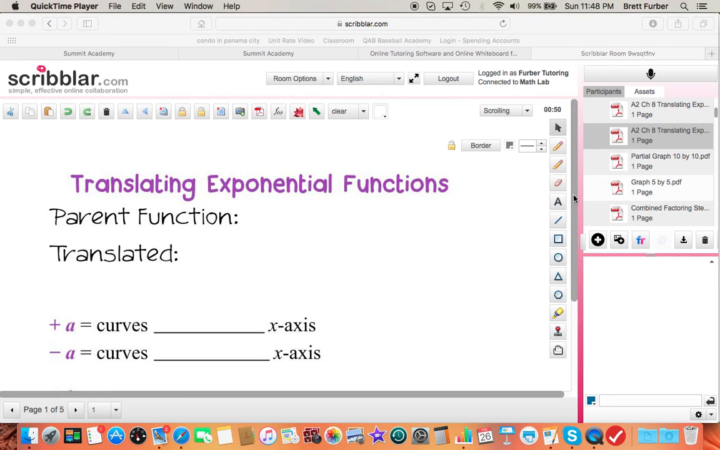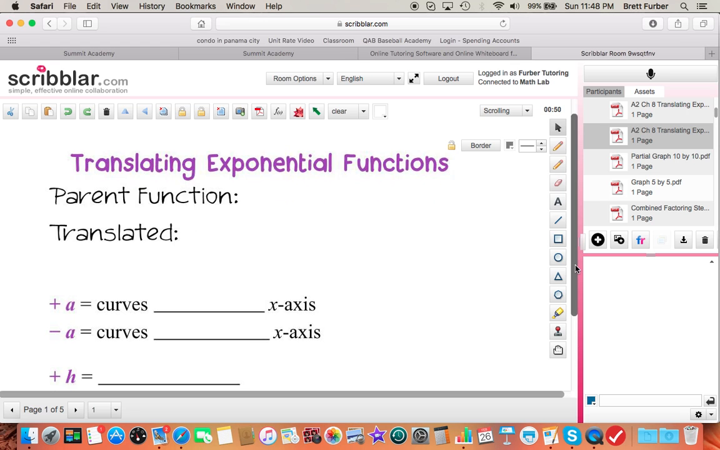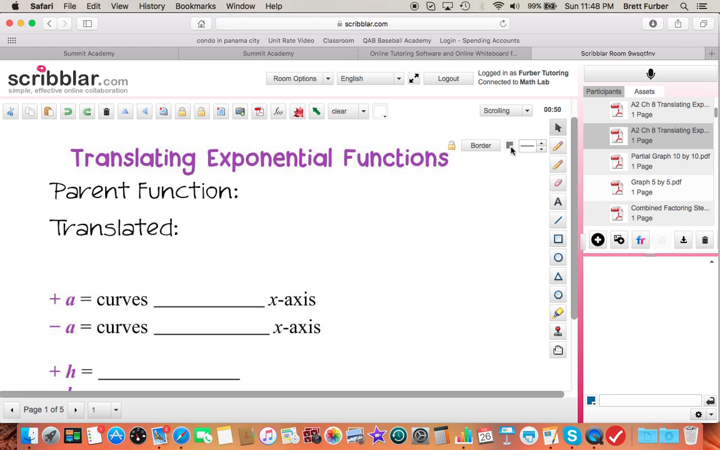Okay, so I'm going to fill in the rest of the notes that we took regarding translating exponential functions. The parent function of a regular exponential function is in this form, where a is the starting point, b is the growth or decay factor, and x, if this was a word problem, would refer to the time. So this is just the normal parent function for every exponential function.